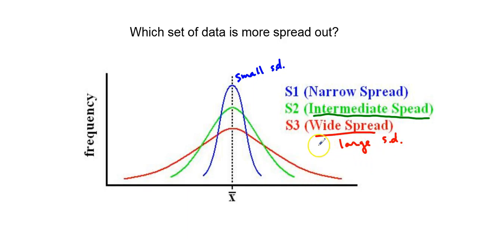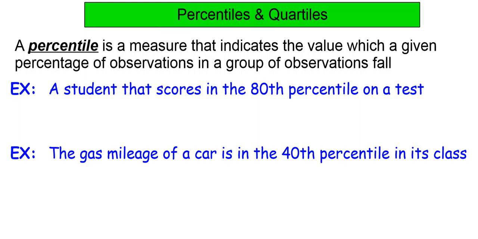Alright, so just to intro this to get into another measure of spread, we want to first take a look at what a percentile is. A percentile is a measure that indicates the value at which a given percentage of observations of a group of observations fall. It's a very technical way of saying a percentile is a measure of the amount of data you are better than, greater than, or equal to.